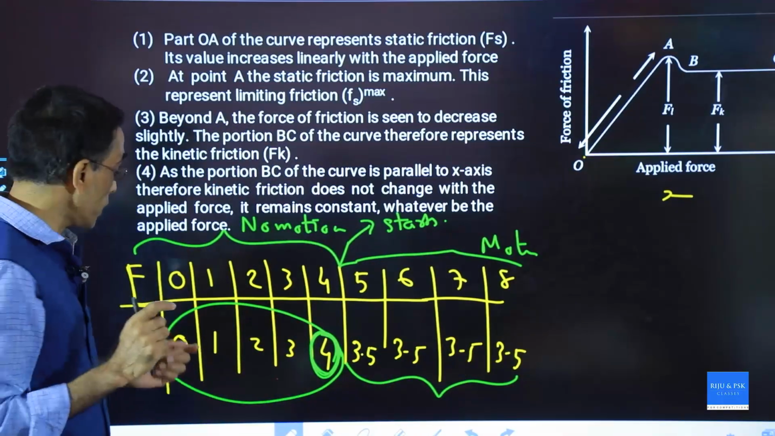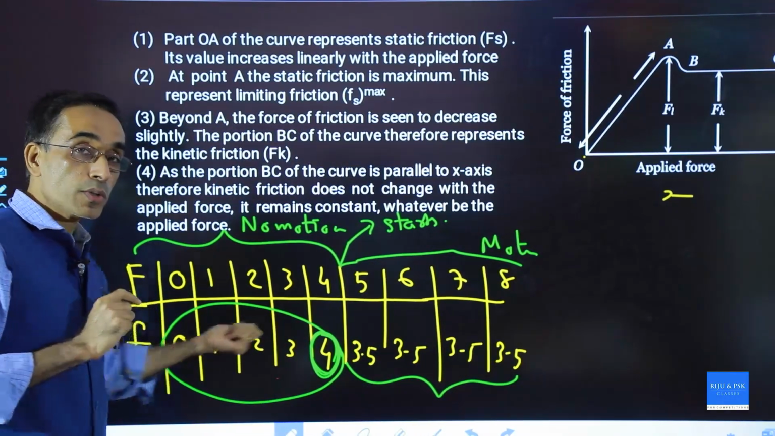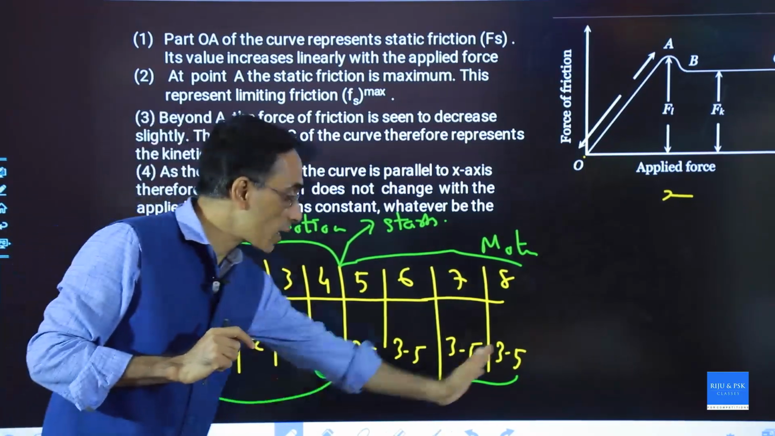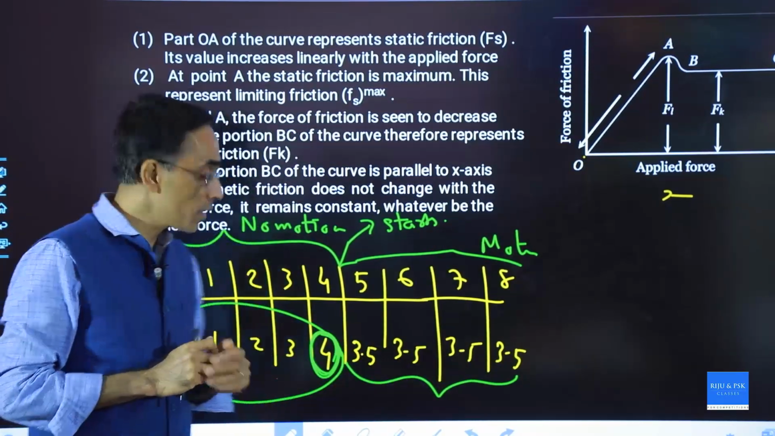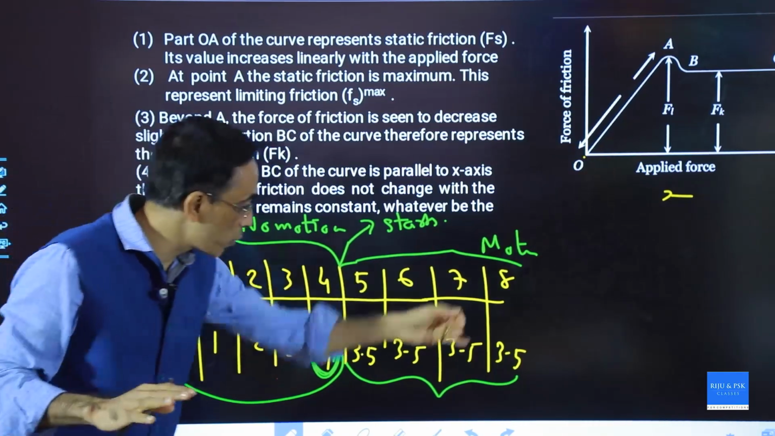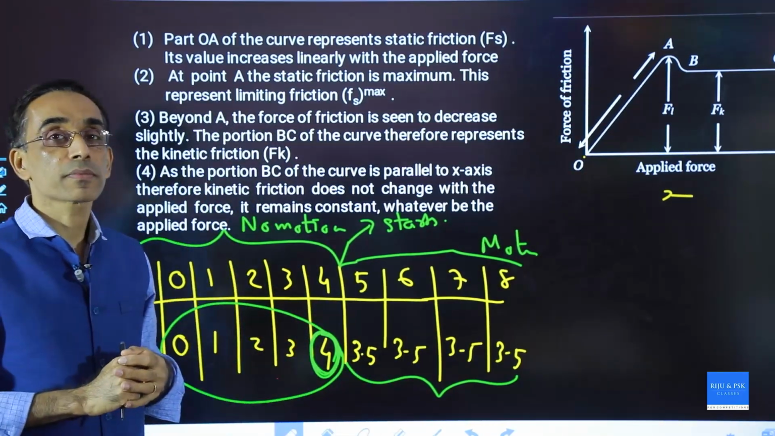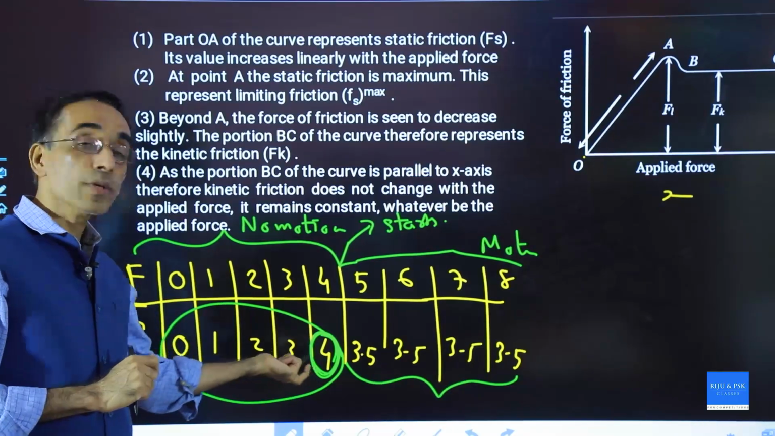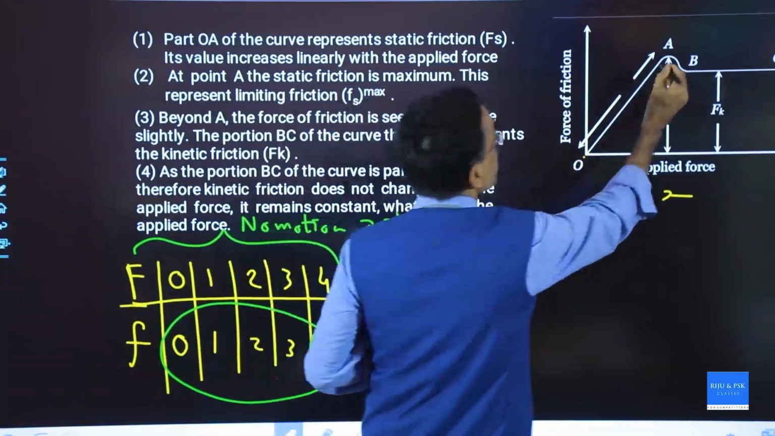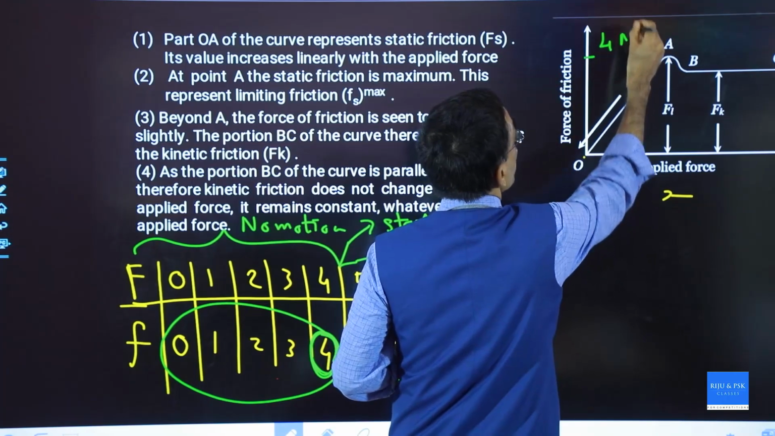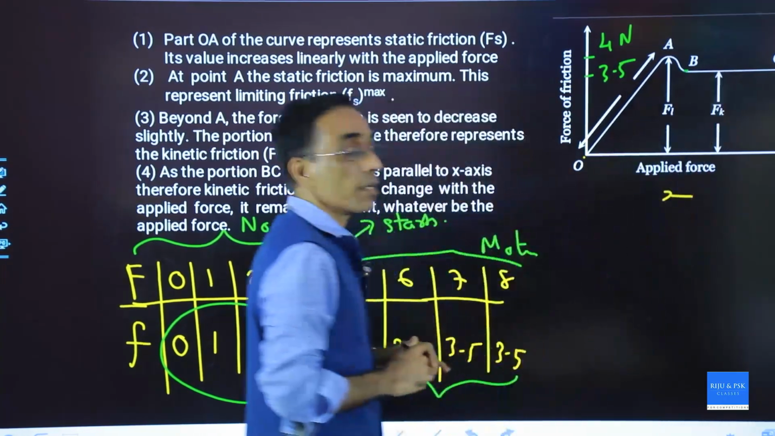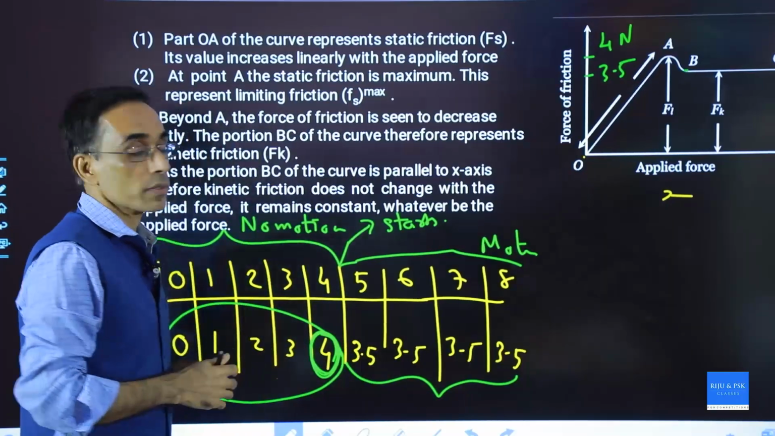So, I told you in the beginning, static friction can vary from 0 to a certain maximum, and the maximum value is called limiting friction, and this is kinetic friction, which is constant. To move the body you need 4, but to keep it moving you need only 3.5. To move the body you need 4 Newton in this case. So, that 4 will be marked here, this is your 4 Newton. And this will be like a 3.5. Kinetic friction is 3.5, limiting friction is 4.